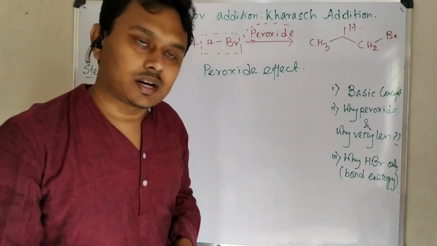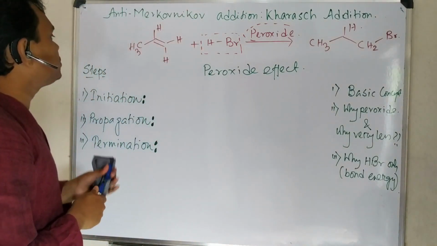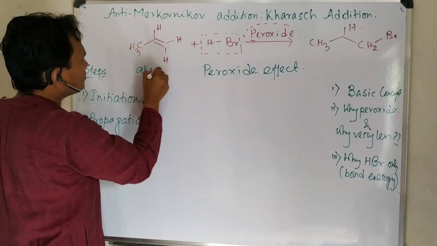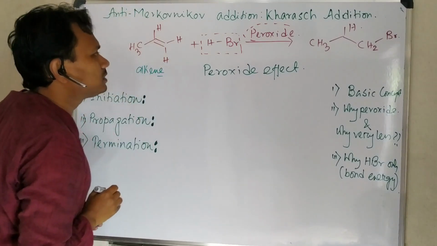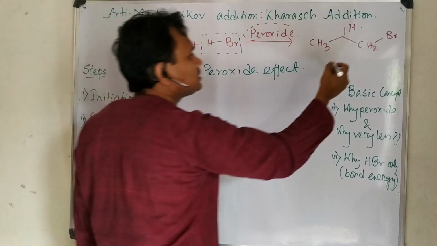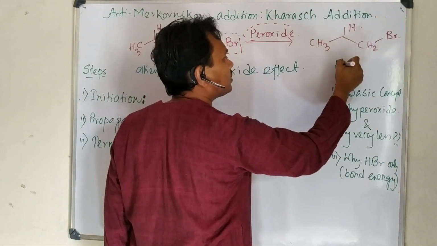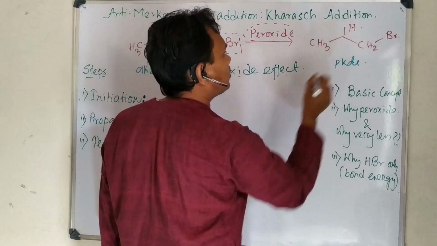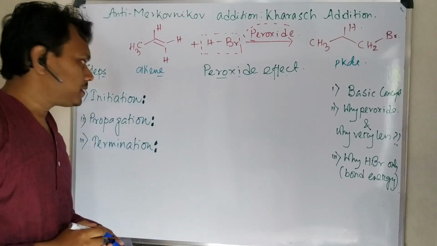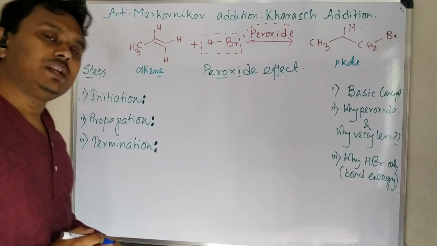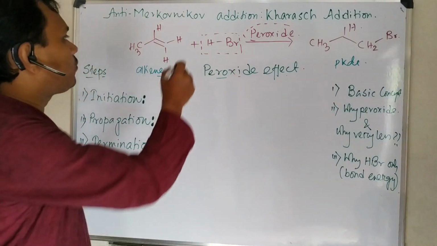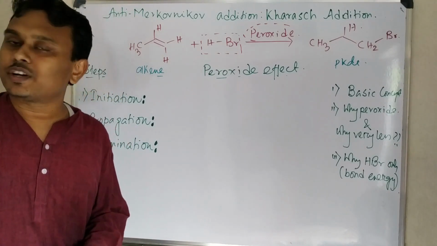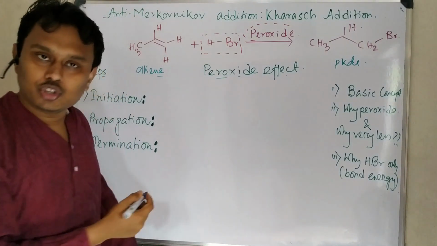Okay, so let's start. As you can see, this is the alkene, and this is the addition product. This is done in presence of peroxide, so that's why it is called the peroxide addition product. So this reaction is mainly the addition of HBr in an anti-Markovnikov fashion. Since we are studying anti-Markovnikov fashion, the simplest question comes: what is the Markovnikov fashion?